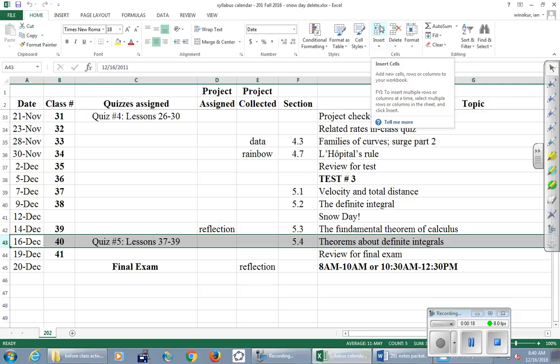Today's our last day of new material. We're going to cover a few theorems about definite integrals. I don't think today will be anything too challenging.